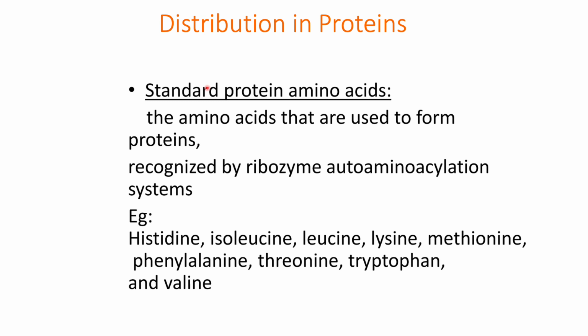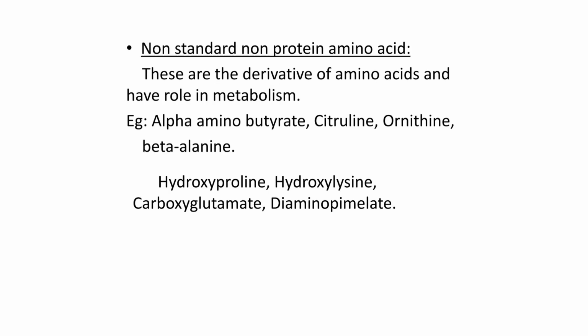Further, all these 20 amino acids that we discussed are standard amino acids. These amino acids are used to form proteins. They are recognized by the aminoacylation systems, that is the translation system. And apart from these, there are non-standard or non-protein amino acids. These are not required to make proteins, but they are derivatives of the standard amino acids, and they have a role in metabolism, acting as intermediates in several metabolic processes. Some examples are hydroxyproline, alpha aminobutyric acid, ornithine, citrulline, beta-alanine, hydroxylysine, carboxyglutamate, and so on.